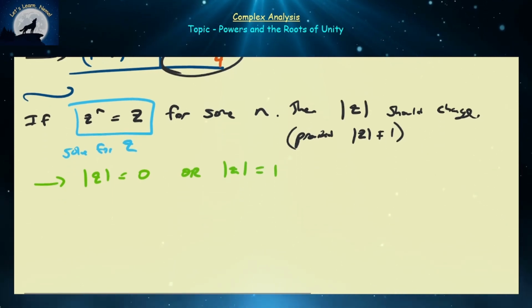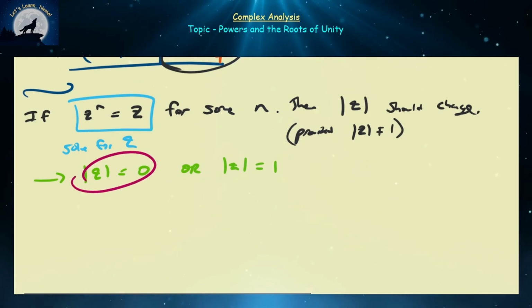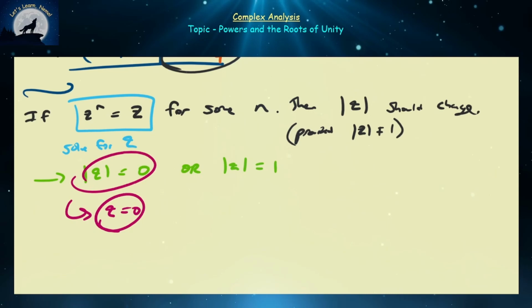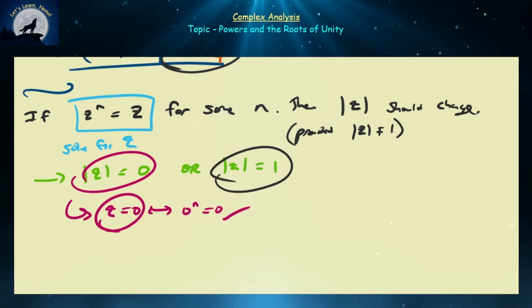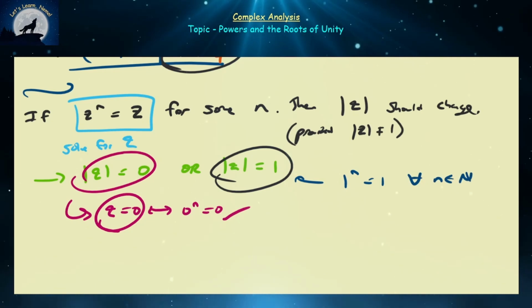So if the norm of z is equal to 0, what complex numbers will satisfy this? Well, obviously z equal to 0 can be shown to be the only complex number that satisfies this, because keep in mind 0 to the power of n is equal to 0, so it definitely works. And now we have this, the norm of z is equal to 1, and there's actually infinitely many numbers that make this true. For example, we have 1 to the power of n is equal to 1. That's obviously true for all n in the set of naturals.